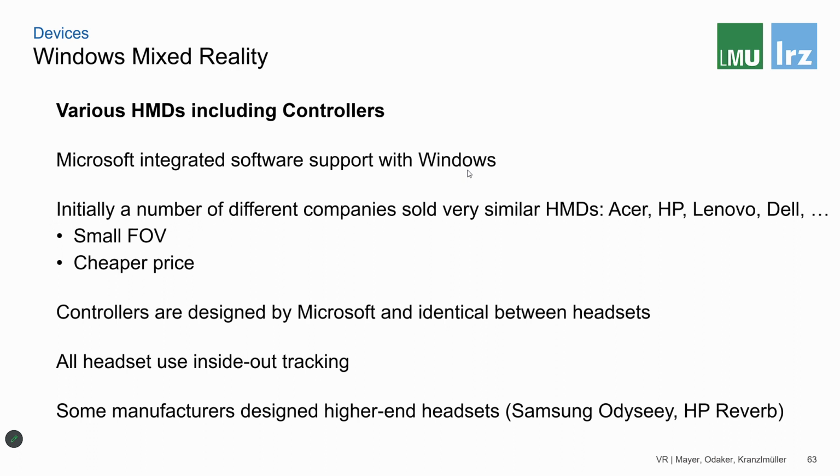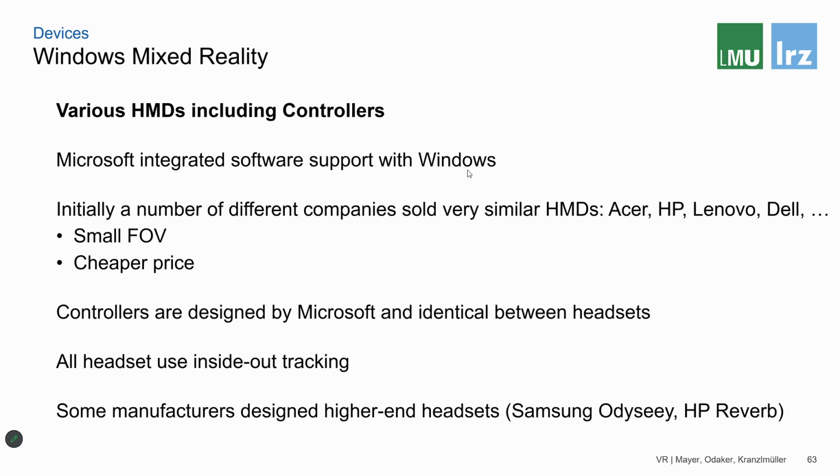Microsoft delivered the software stack for this. And whether you bought an Acer, an HP, a Lenovo, a Dell, or something else, a Windows Mixed Reality headset, you basically got the same device. They were not that great. They were very cheap, but they had a small FOV and overall they felt cheap, and the initial Windows Mixed Reality tracking was not brilliant. So there was a reason why they were cheaper.